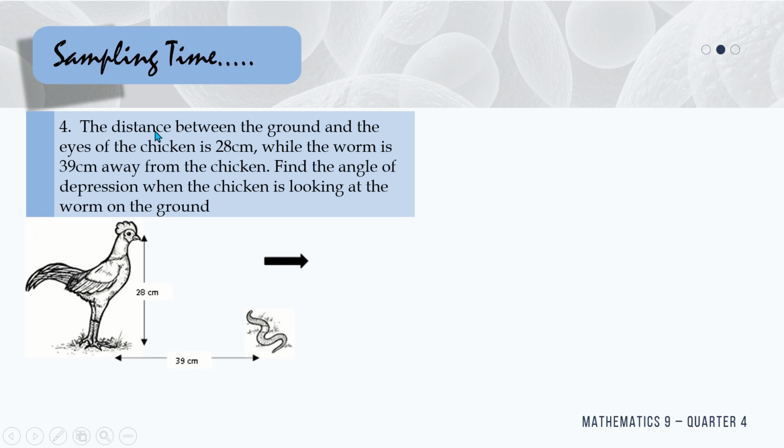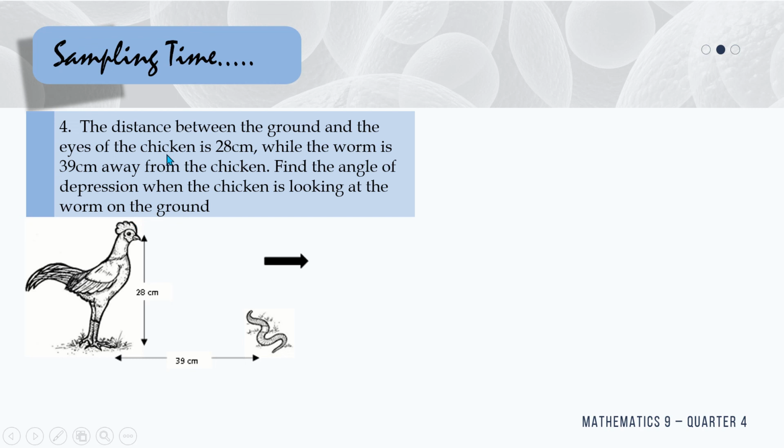Given: the distance between the ground and the eyes of the chicken. Okay. Ang gibarugan sa manok kanang yuta padung sa iyang mata is 28 centimeters. So, mao ang distansya gikan sa tiilan sa manok padung sa may ulo niya, 28 centimeters.